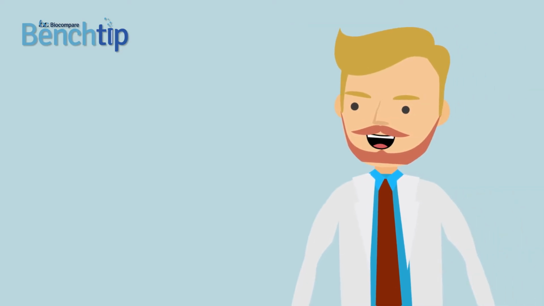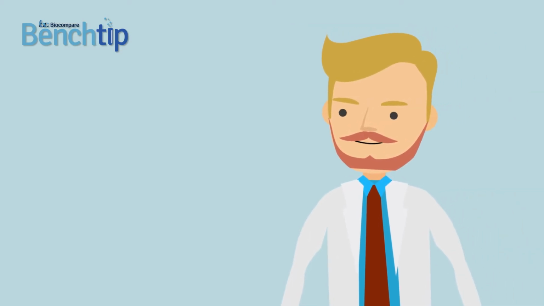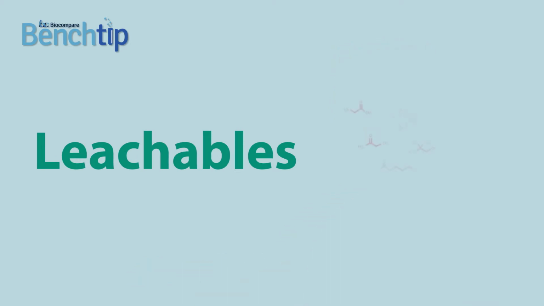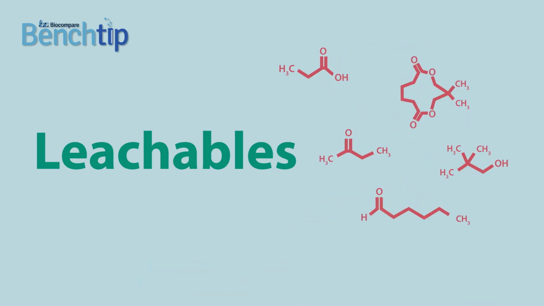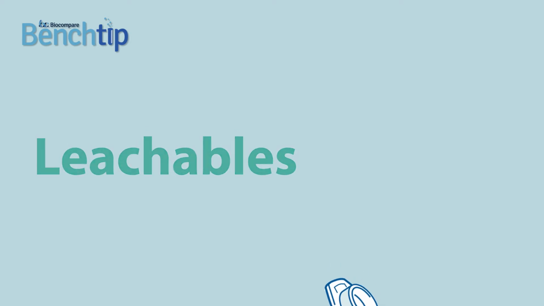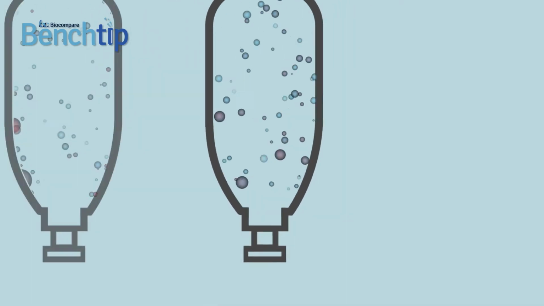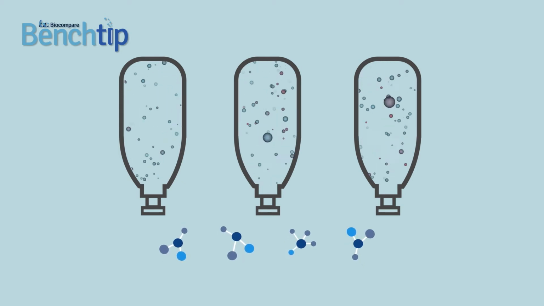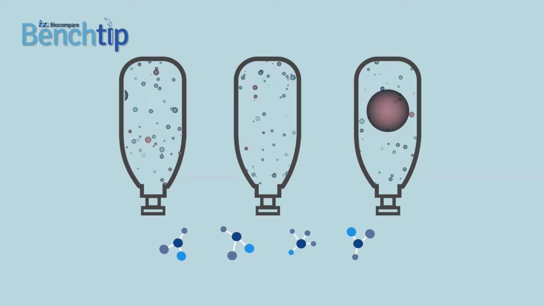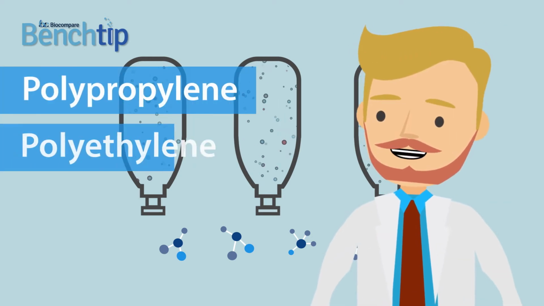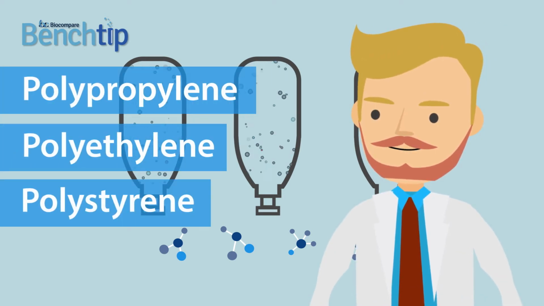But most commercial plastics have one serious drawback, namely leachables. As their name implies, leachables are chemical compounds which, through normal use, seep out of plastic vessels and into your experiment. Leachables are mostly small molecules and metals that arise or are introduced during the manufacture of polymeric materials. The leftovers of processing typical laboratory plastics such as polypropylene, polyethylene, and polystyrene.